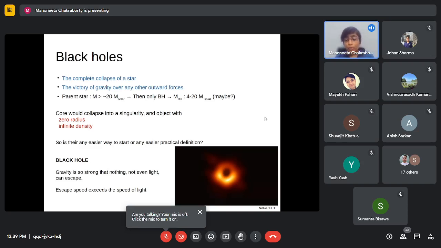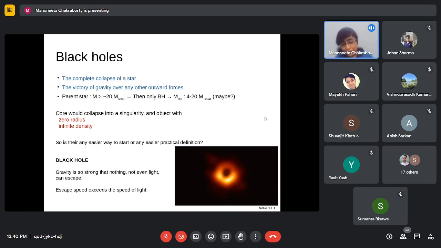So black hole means because gravity has won over any other forces, it means that at the center of the black hole, this will be an object whose radius is zero and the density is infinite. In other words, it is what physicists like to call a singularity, where any physical parameters becomes infinite.